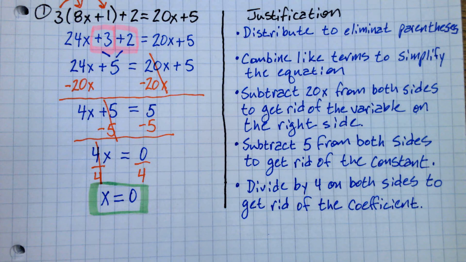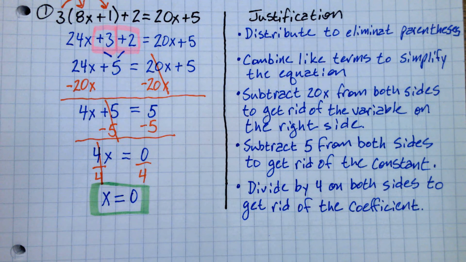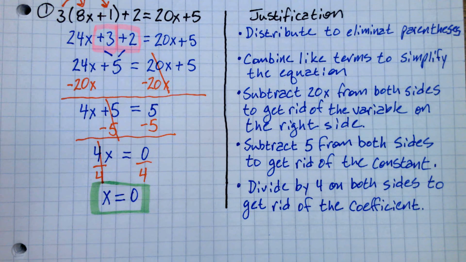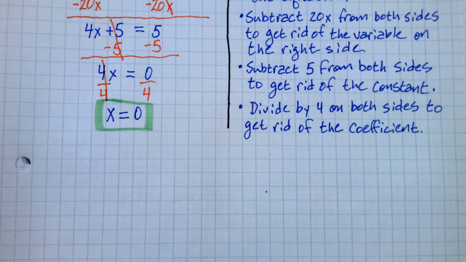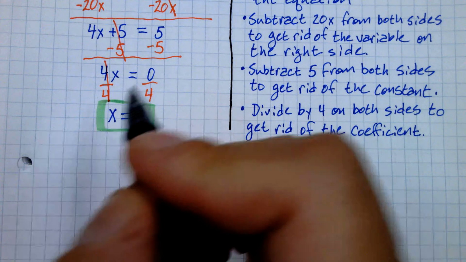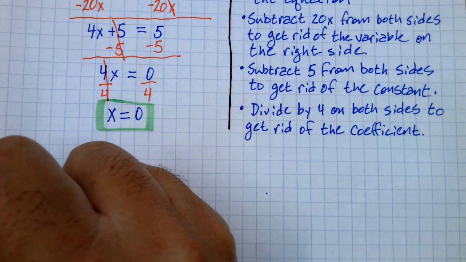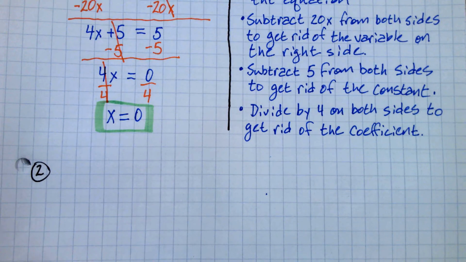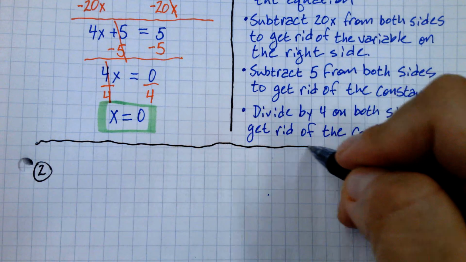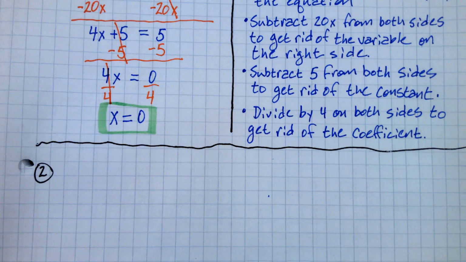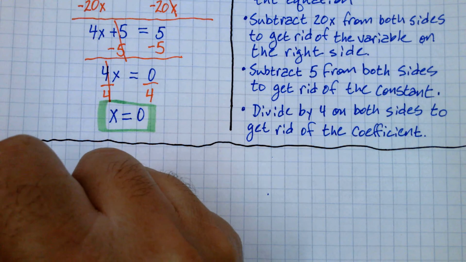All right. So there, we solved, we justified. We're going to do that one more time. Number 2. So we got one more equation that we're going to solve, and here it is.